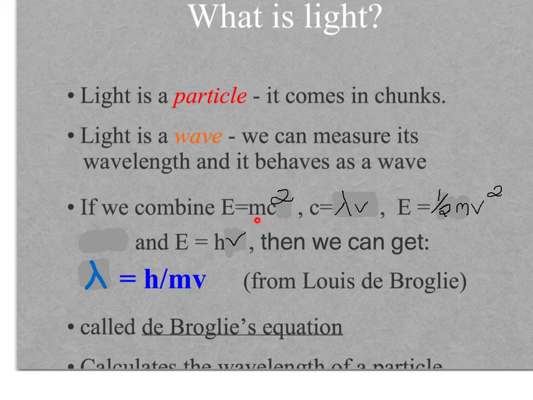If we were to combine Albert Einstein's equation that E equals mc squared, our equation for the speed of light that we learned, and then energy equals 1/2 mv squared, and our other equation that we just learned where energy equals Planck's constant times frequency. If we combine all of those together, we can get one very simple equation, which is wavelength equals Planck's constant divided by mv. This is from a scientist named Louis de Broglie, so it's called the de Broglie equation. And basically what it does is it calculates the wavelength of a particle. That's the sole purpose.